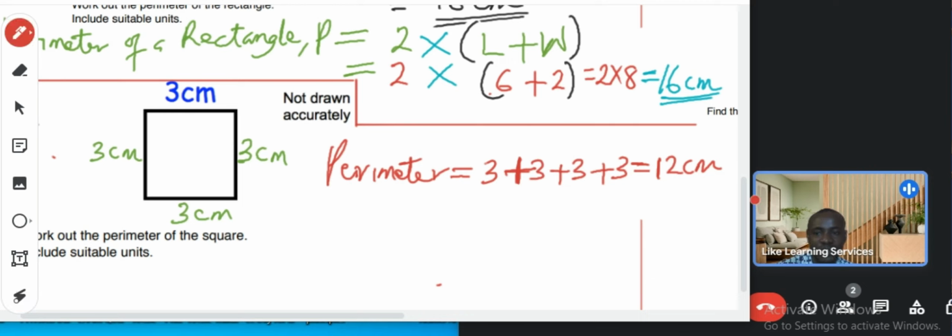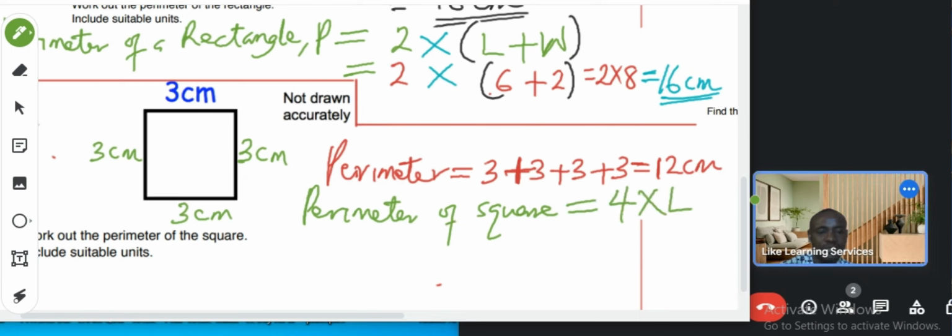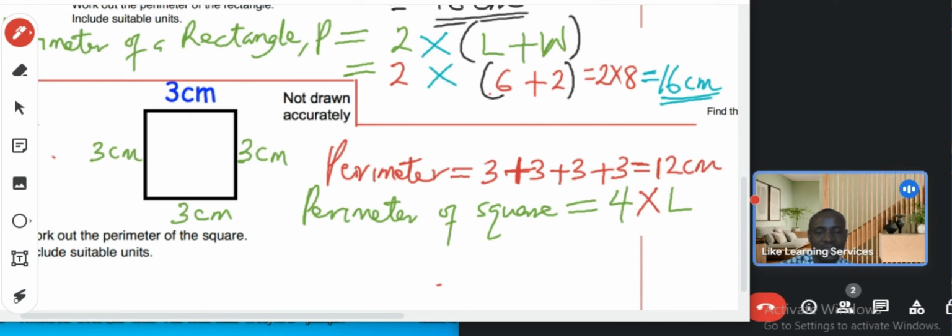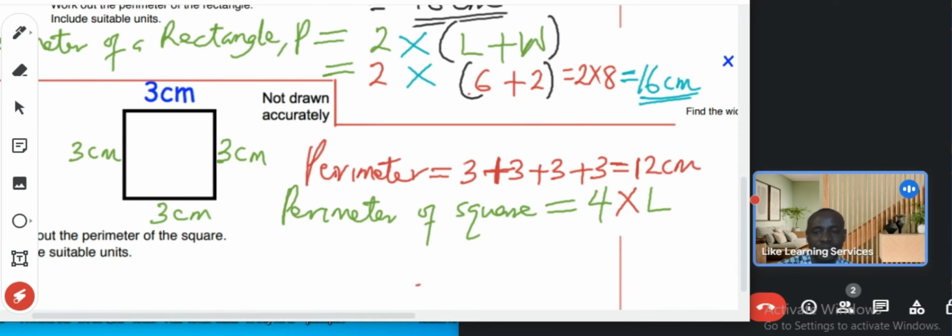Do you know there's another way you can do it? You can also use this formula. Perimeter of a square is equal to 4 times length or 4 times width. You get the same answer because it has 4 sides and all of them are equal. 1, 2, 3, 4. I can simply say 4 times any of the sides, and you get the perimeter. Because the perimeter is adding up all the sides from where you started, all around, and then back to where you started.